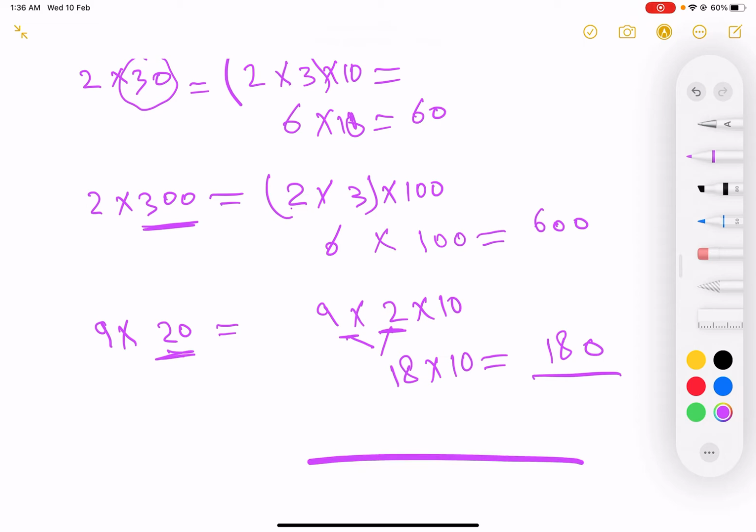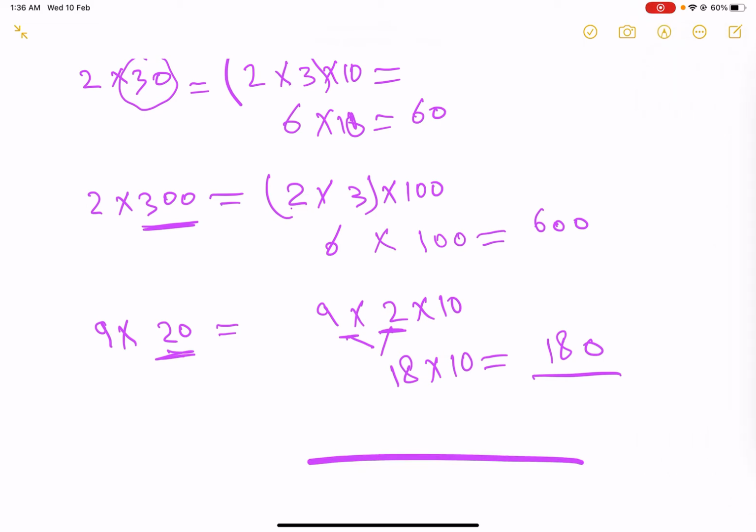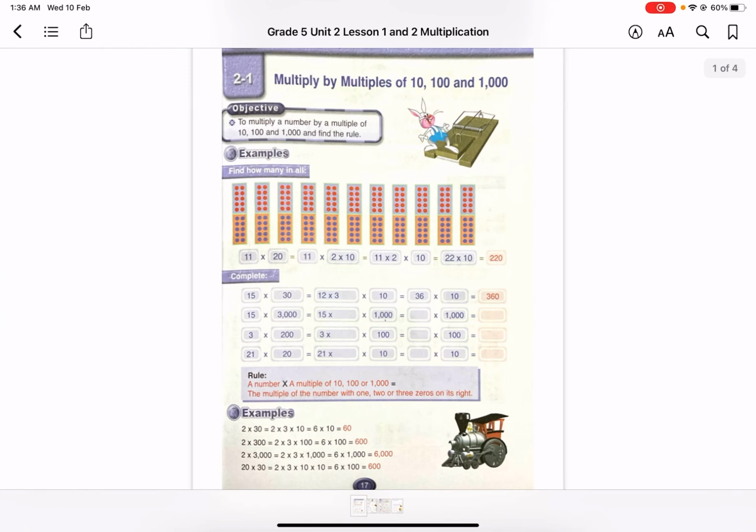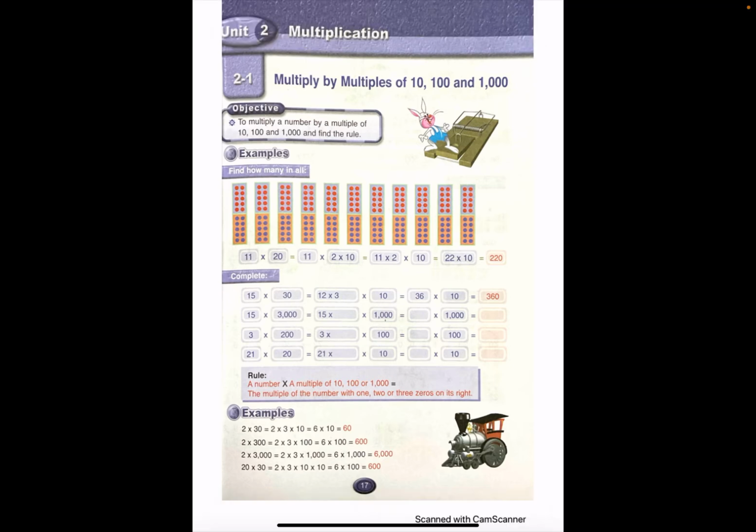Now let's go to the lesson. As I said before, the title of my lesson is Multiply by Multiples of 10, 100, and 1000. Let's go to the last part of the page. 2 times 30, we change the 30 to 3 times 10. For example, if I have 20 times 30, you will change the 20 to 2 times 10 and the 30 to 3 times 10. Then you will take the numbers together. 2 times 3 is 6. 10 times 10 is 100, so the answer will be 600.